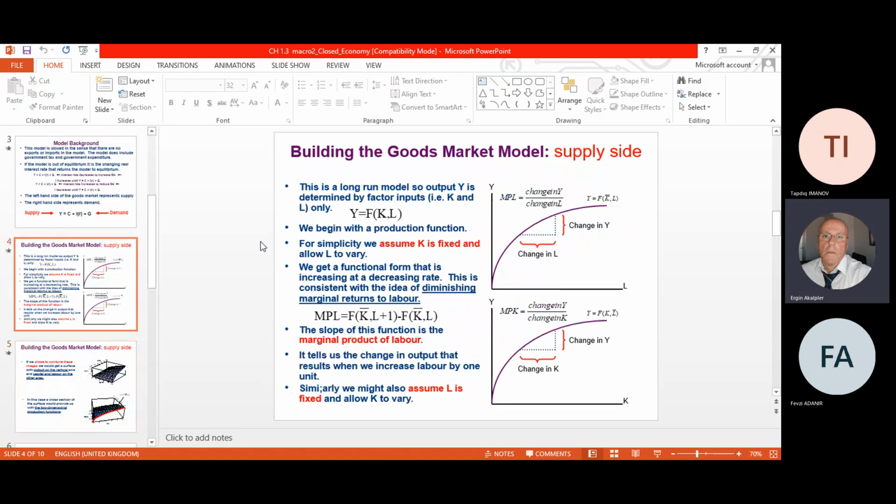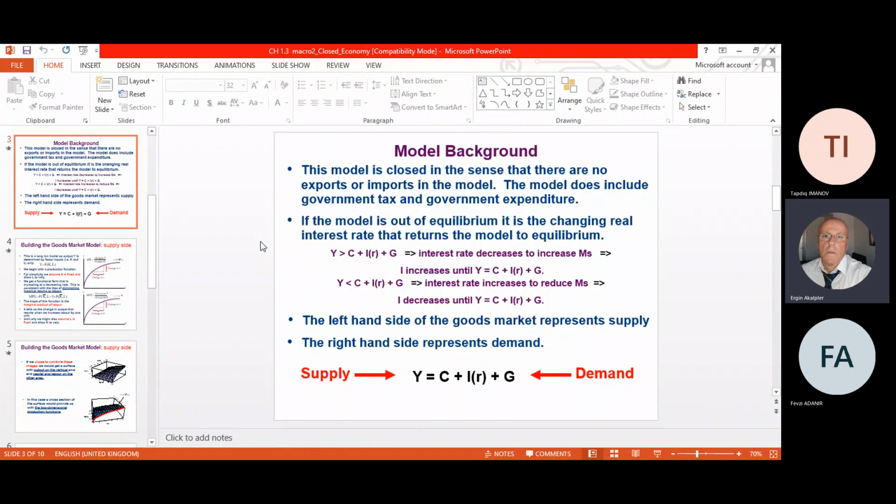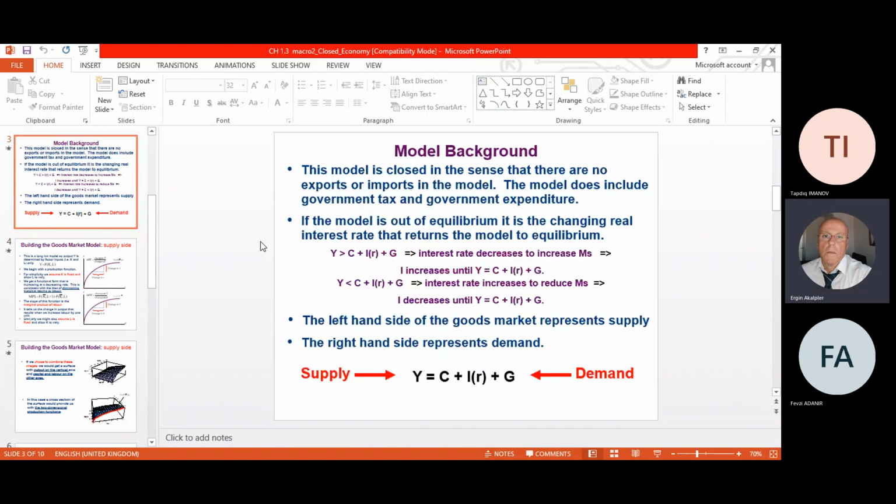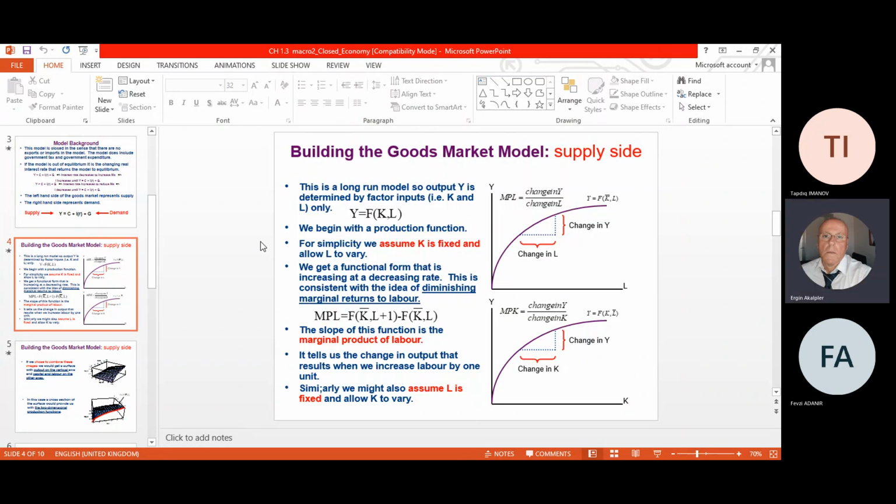When we are looking at the supply side of this equation, we are concentrating on the Y, isn't it? You see the Y, the output, the GDP, on the left side, as it is written here. This is a long run model, so output Y is determined by factor inputs. As you know, the production function here is only a two-factor model. This is the growth model.